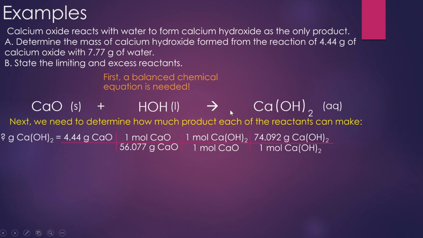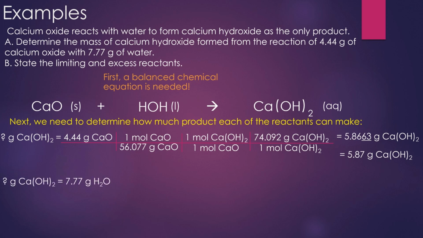Finally, we'll use the molar mass of calcium hydroxide to convert back to grams of product, or grams of calcium hydroxide. With my 4.44 grams of calcium oxide, I expect to make 5.8663 grams of calcium hydroxide. With significant digits, 5.87 grams of calcium hydroxide. But I'm not done, because I still need to figure out how much calcium hydroxide I can make with my other reactant, my 7.77 grams of water.